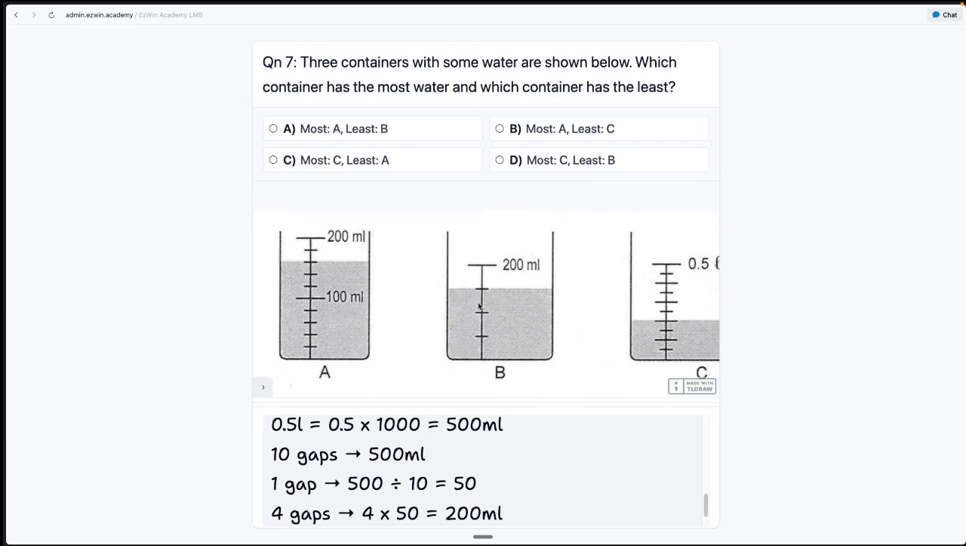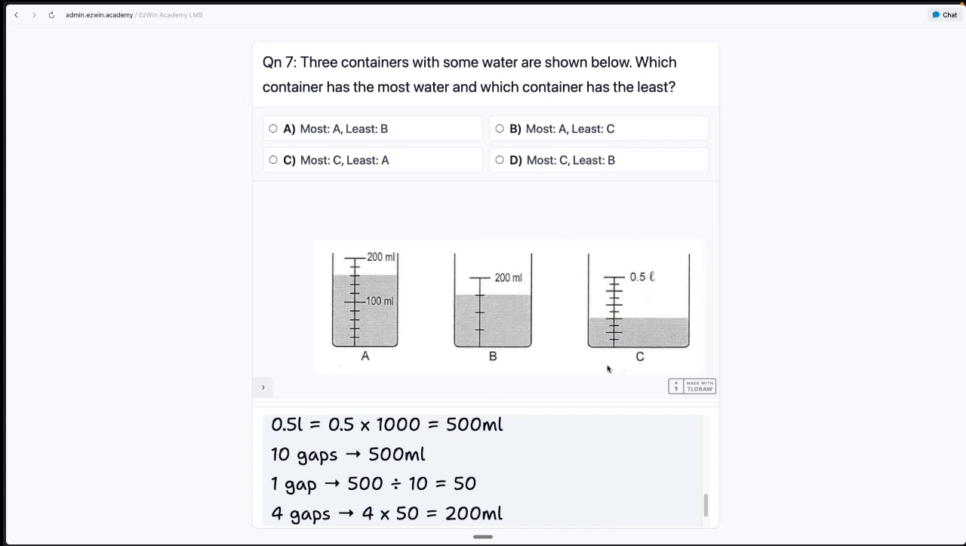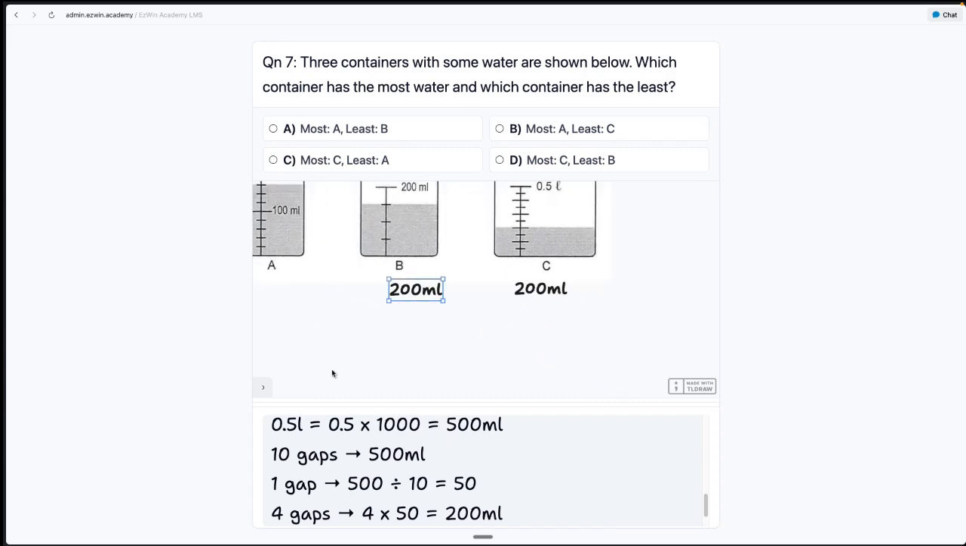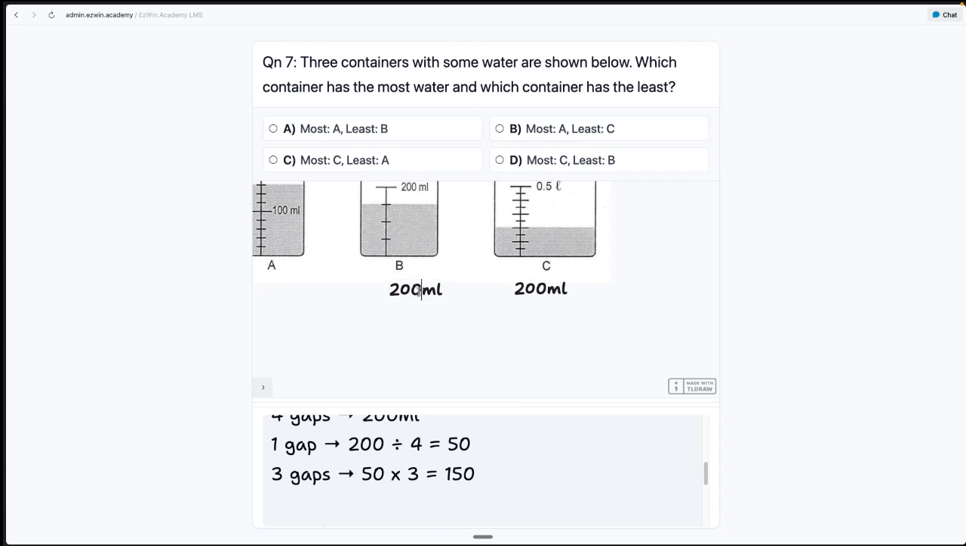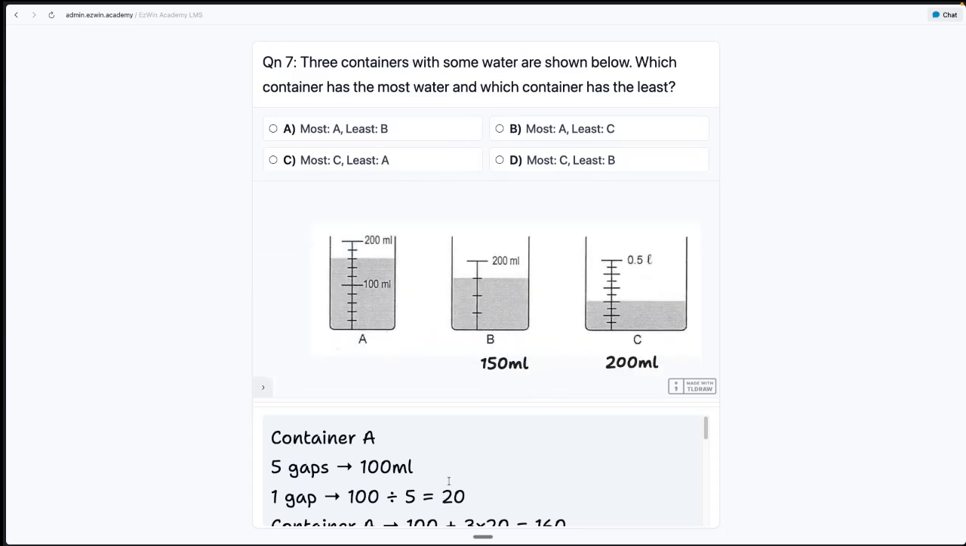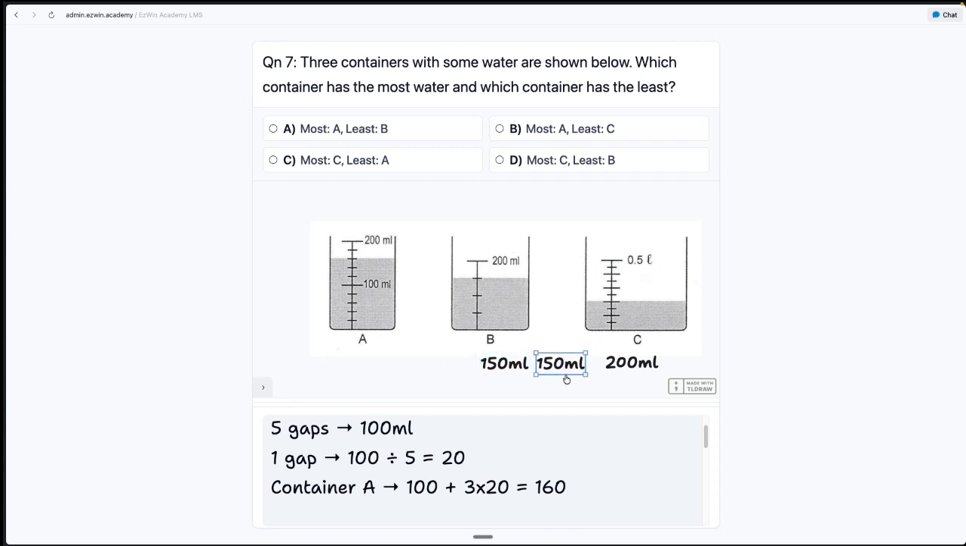Container, what do you call this? Container amount. So you have 200 ml for container C. Then for container B, it's 150. So I'm going to put here 150. Okay, 150. And lastly, for container A is 160.